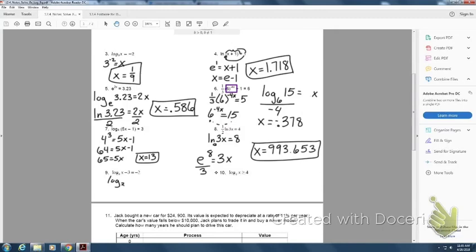And then some of these, okay, remember how log works. You can probably do this in your head. 3 to the power of 1 equals what? 3. So x equals 3.